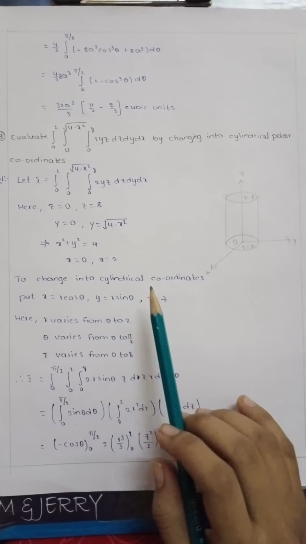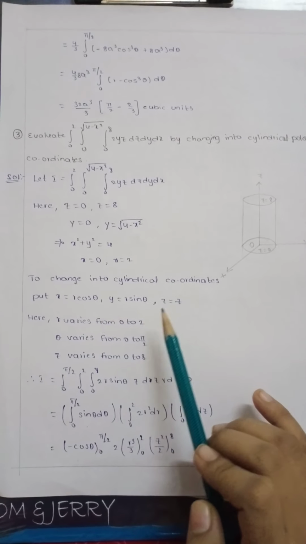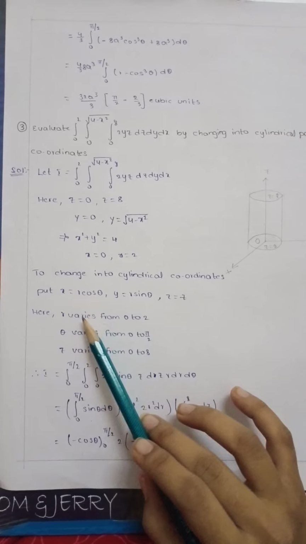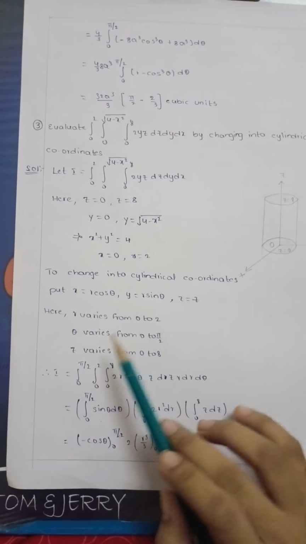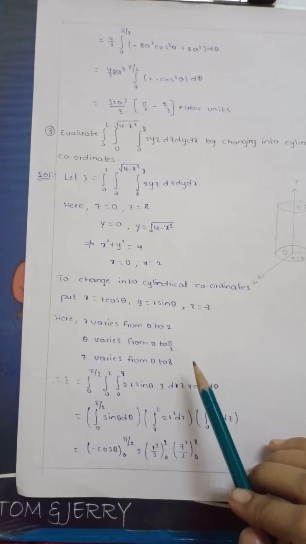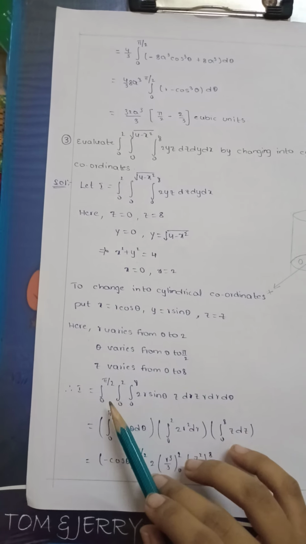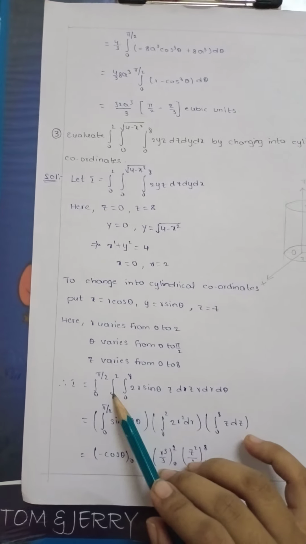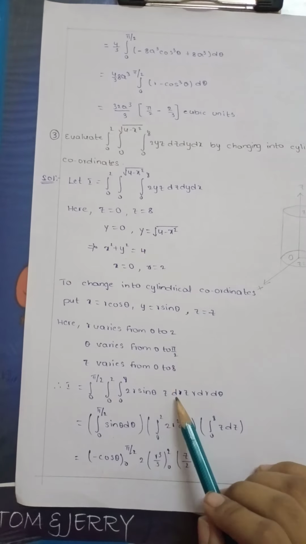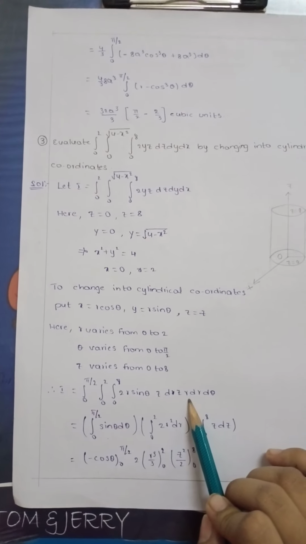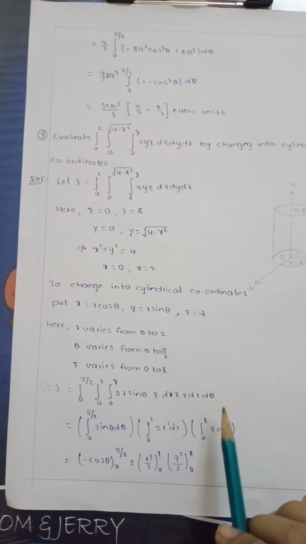To change into cylindrical coordinates, put x is equal to r cos theta, y is equal to r sin theta, z is equal to z. Here r varies from 0 to 2, theta varies from 0 to pi by 2, and z varies from 0 to 8. So I is equal to integral 0 to pi by 2, integral 0 to 2, integral 0 to 8 of 2r sin theta z r dz dr d theta.